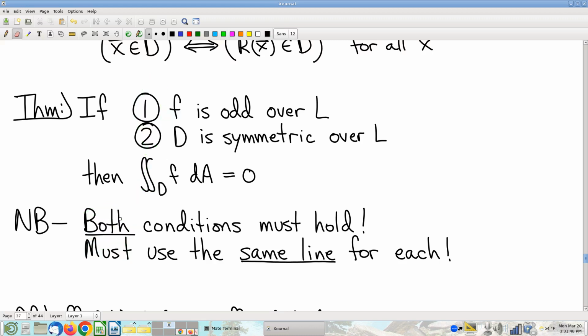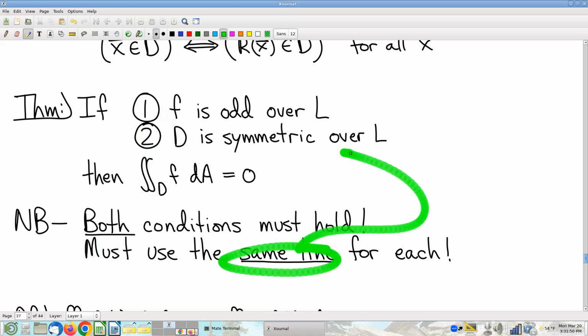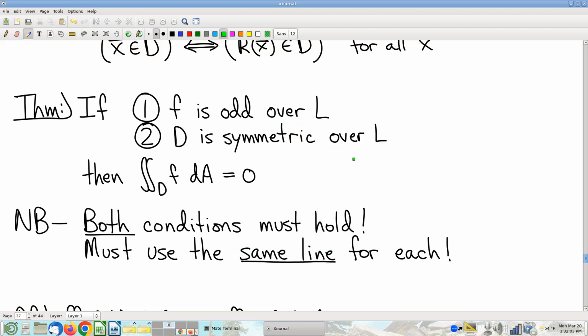Second thing to make sure that you're very careful with, and that is you have to be talking about symmetries over the same line. The line of symmetry of oddness for the integrand and the line of symmetry for the domain have to be the same line. Otherwise, again, the theorem doesn't work.